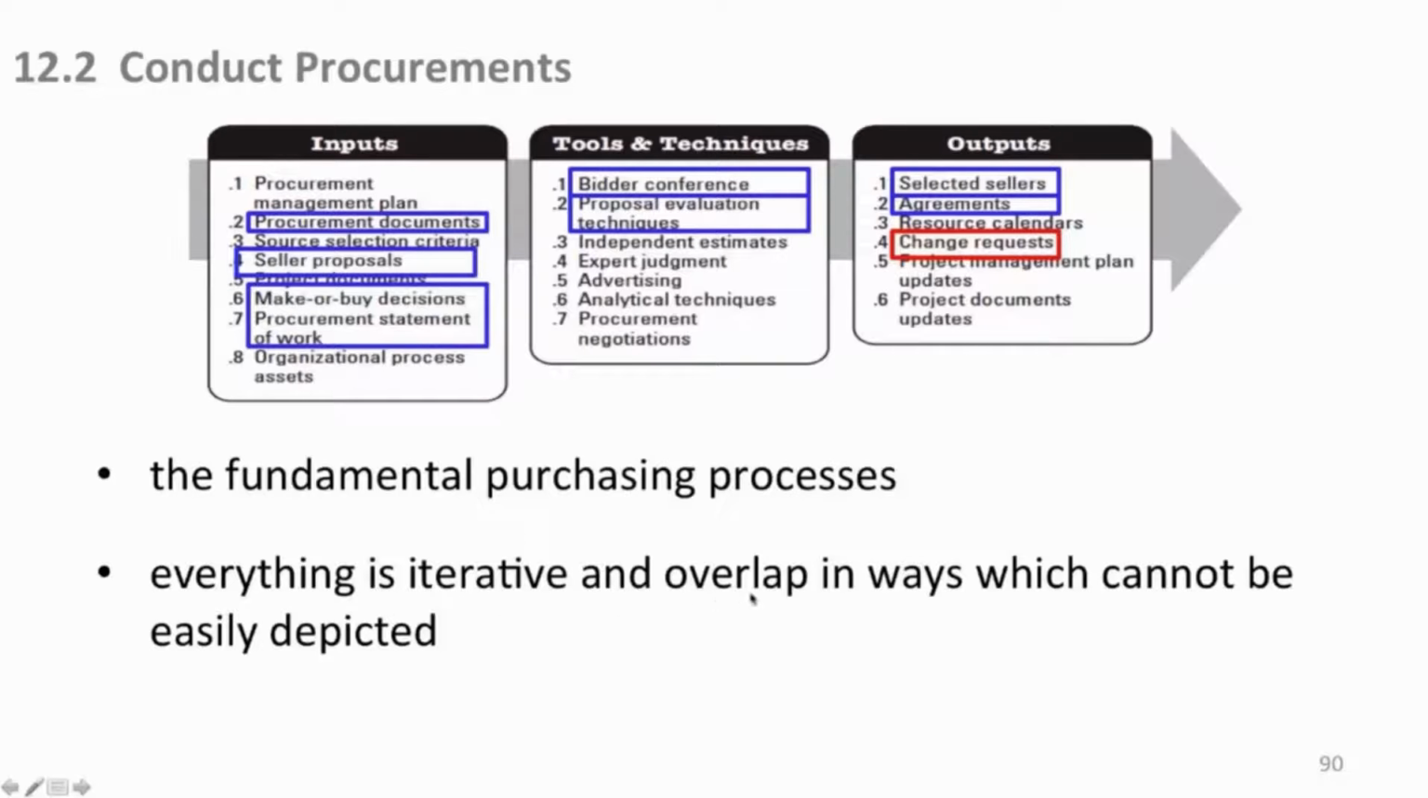So this is the fundamental purchasing process shown. And remember, this is a real good example of why everything is interactive and overlaps in ways you really can't depict well. You can't tell what comes first here in a logical sense. But with your intelligence now of how these processes work, as well as any of the other processes in PMBOK, you're better able now to understand the relationships of things, even if they're all jumbled together like this.